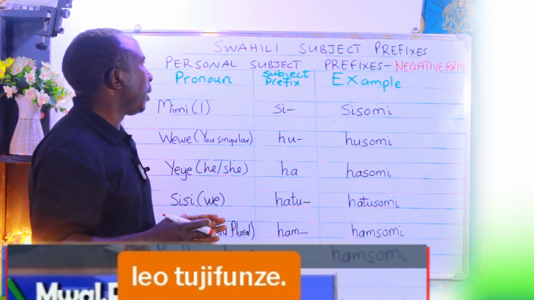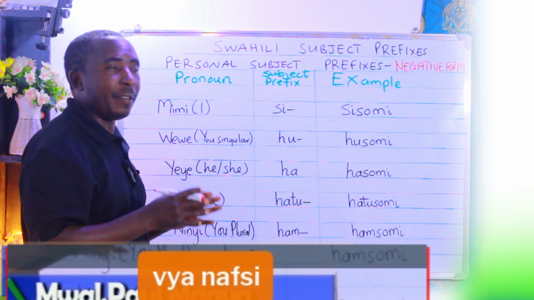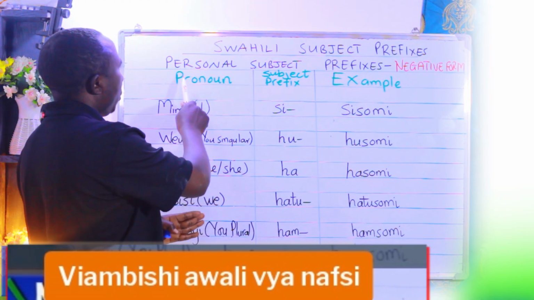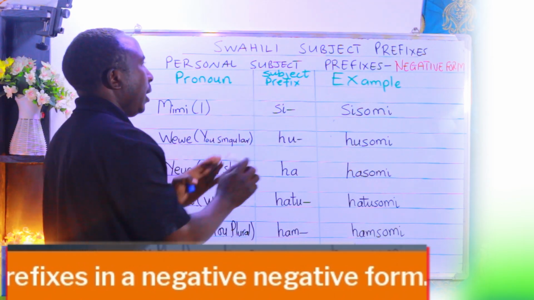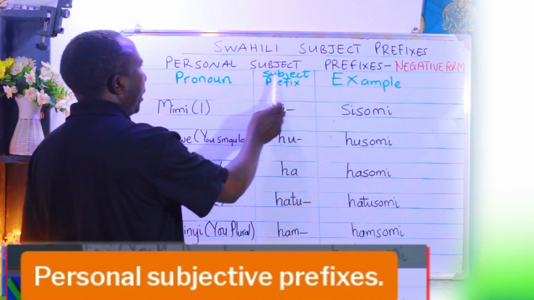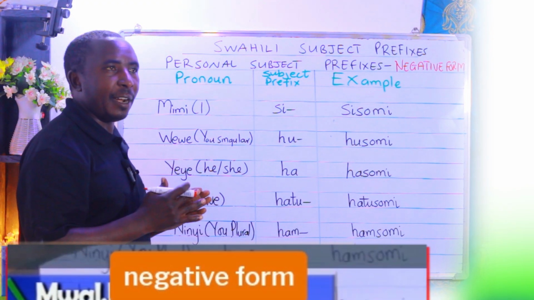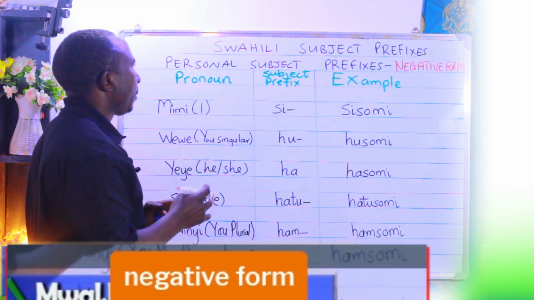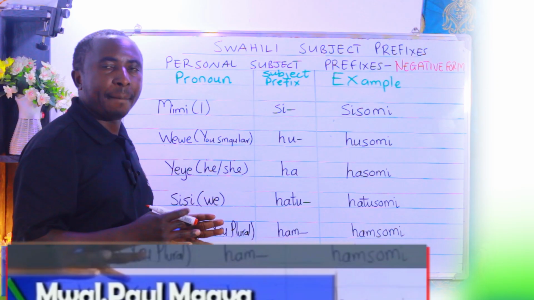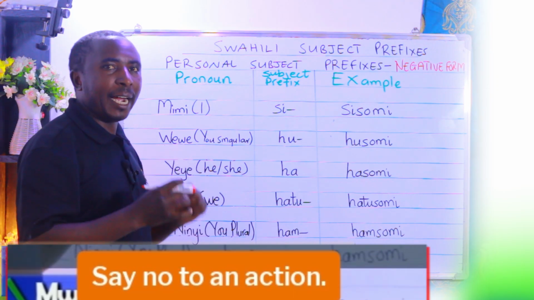Leo tujifunze viambishi awali vya nafsi. Personal subject prefixes in negative form. Viambishi awali vya nafsi. Negative form. Kukanusha. Saying no to any action.